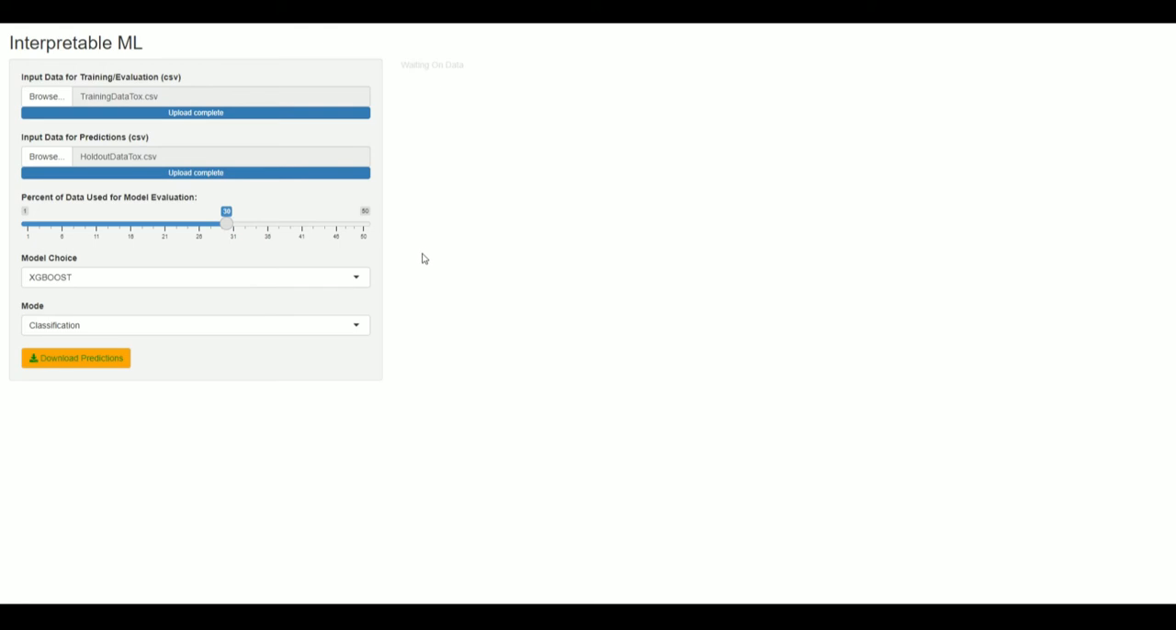Okay, so now we have the training data in the training input and the holdout data, 5 of the chemicals that we do not include in the training data, in the holdout set. We've decided to use 30% of the training data as an evaluation or test set, and now we'll just wait for the models to train.